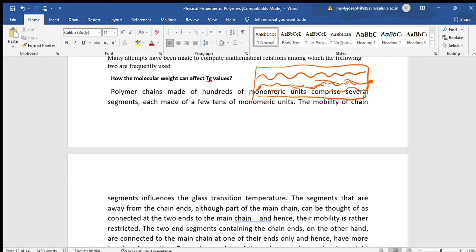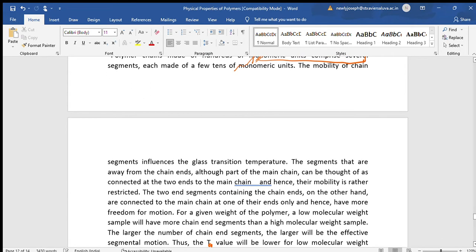But the two end segments are connected to the main chain at only one end, and the other end is free to move. So it has more freedom of motion.